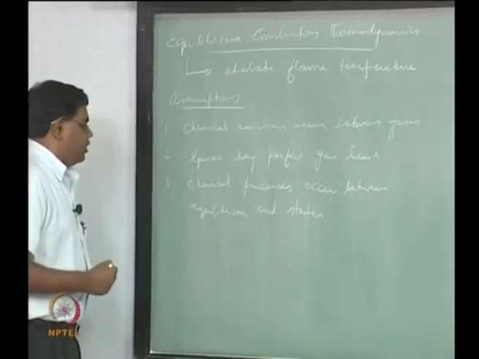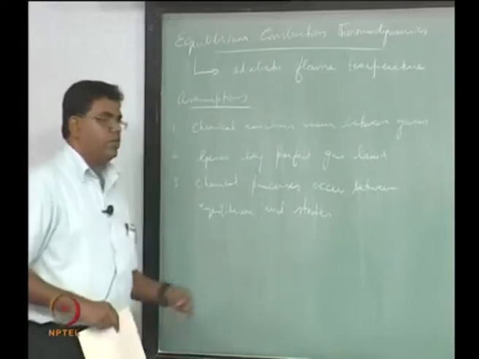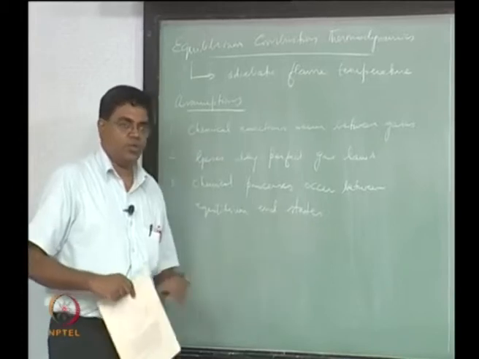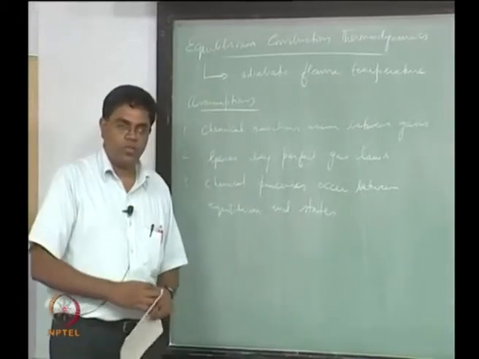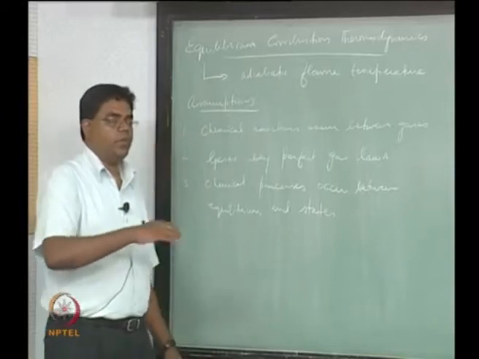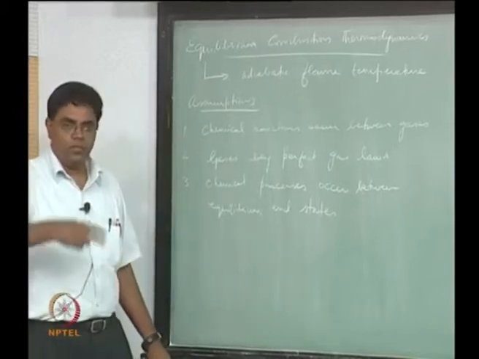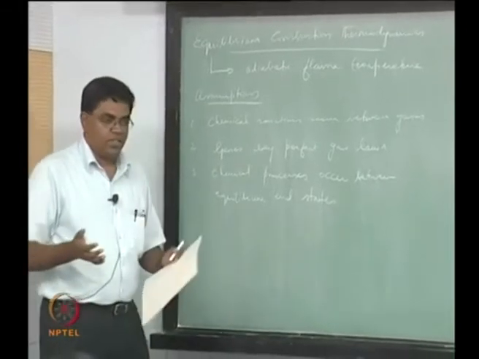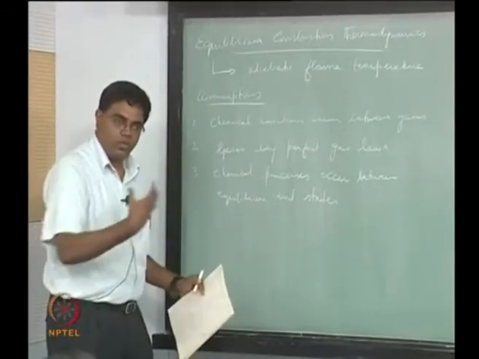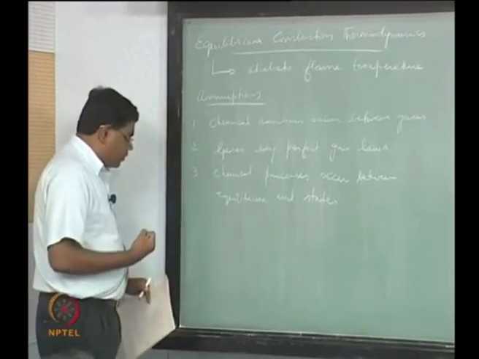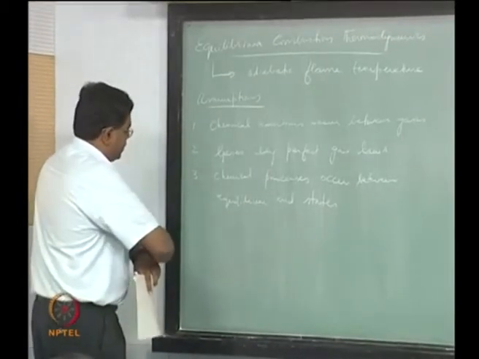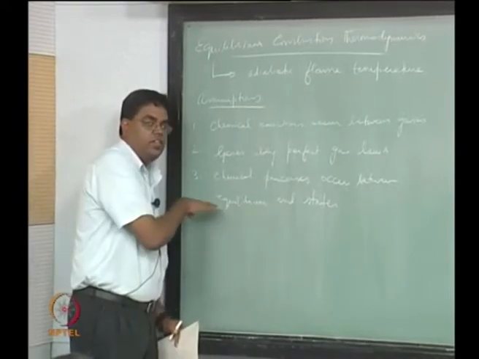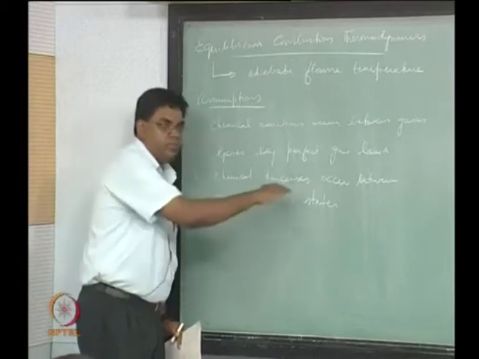Number one. Number two, you are always better off talking in terms of state properties and state variables as opposed to path variables. So we will always look for those kinds of thermodynamic variables that are state variables rather than path variables, so that we can essentially look at a starting state and an ending state, or state one and state two, those kinds of things. The third that we are looking at here is the assumption that these states are equilibrium states.